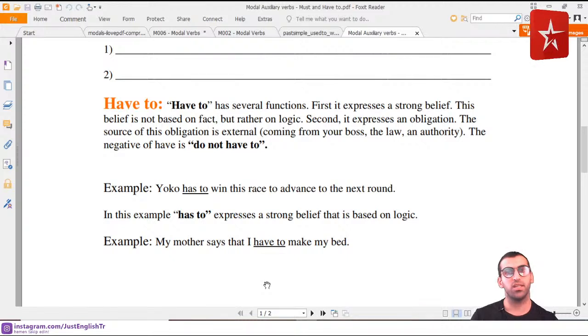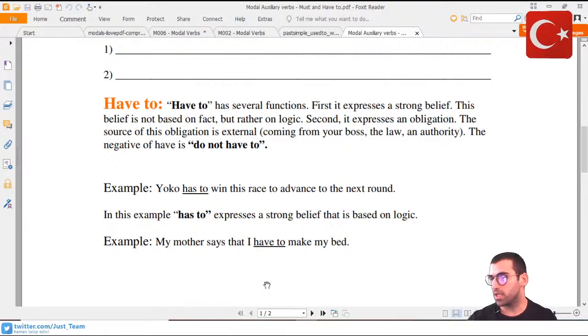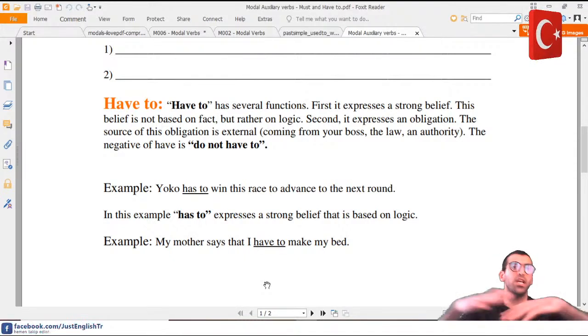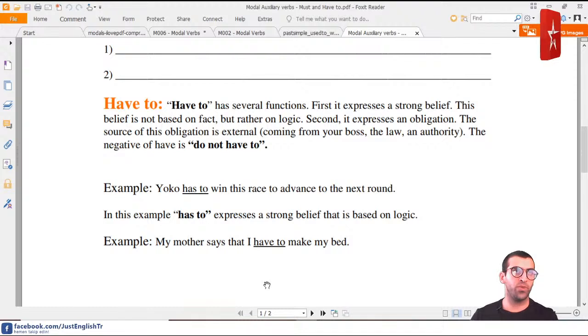And the second meaning, it expresses an obligation, but the source of the obligation is external, coming from your boss, the law, or authority. For example, if I'm a teacher at Justenglish, we say everyone has to wear a uniform at Justenglish. This is our boss's rule. It is for everyone, not only for me, but for every teacher. This is a general rule in a company, where we can use have to.